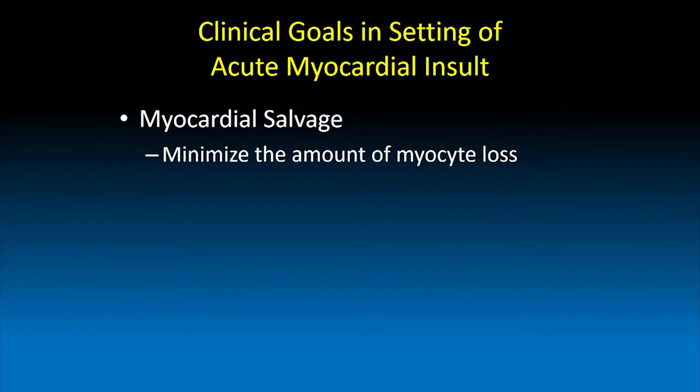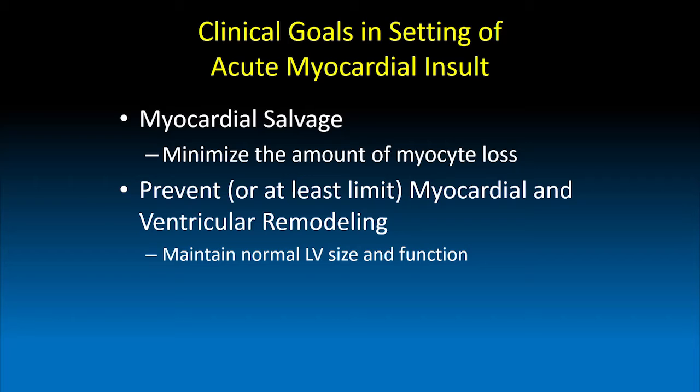So first of all, we're interested in myocardial salvage. We want to minimize the amount of myocardial loss. We want to prevent or at least limit myocardial and ventricular remodeling. I think this is really a key thing, and Dr. Braunwald touched on this a little bit, but really the work from Janice and Mark Pfeffer and Dr. Braunwald in rat MIs, where they defined what remodeling was, have profoundly influenced our thinking about this process. So we really want to prevent that dilation, and we want to maintain normal LV size and through that normal function. Of course, we want to improve survival.